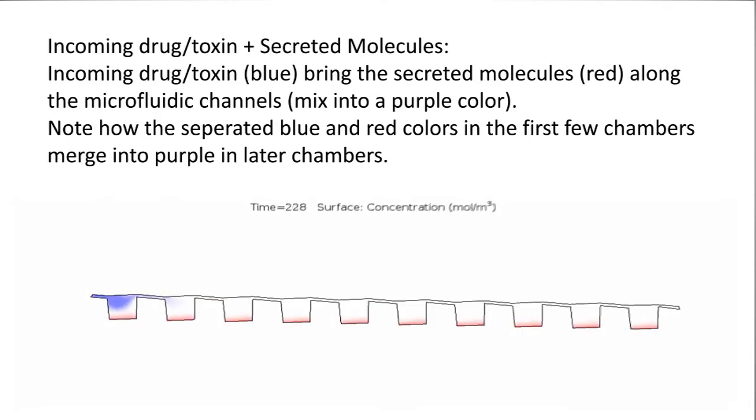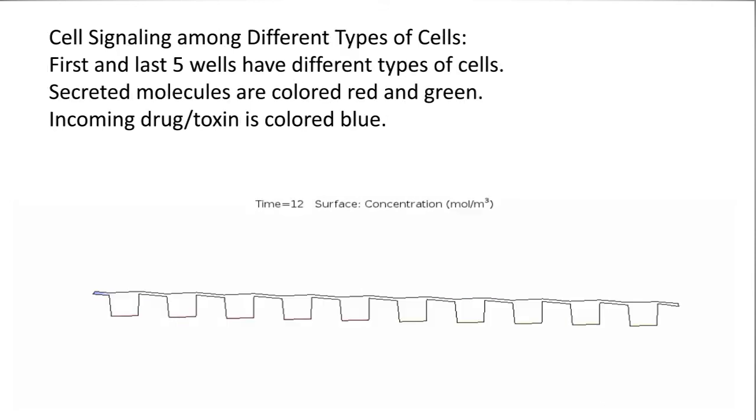Adding it onto the flow and concentration simulation of incoming drug or toxin, shown in blue color in this simulation, it can be observed that the secreted molecule and incoming toxin merge into the purple color mixture as incoming reactant for cells in later wells. This increasing concentration of secreted molecules and decreasing concentration of incoming toxicant at one time spot across the chambers are two variations that may be utilized in designing experiments.